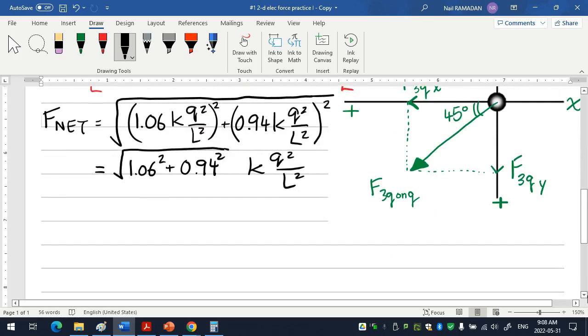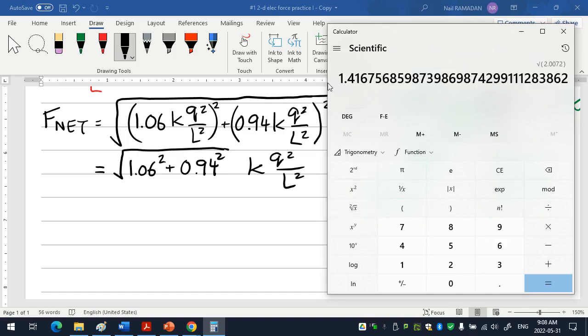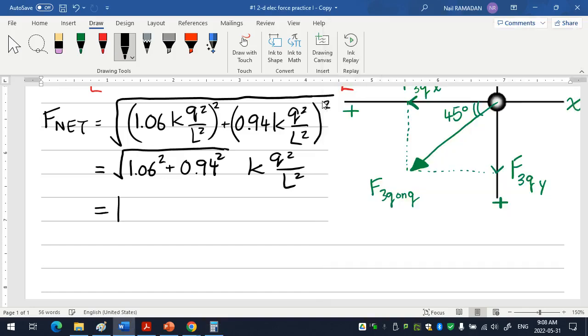What is that value? I don't know. 1.06 squared plus 0.94 squared equals, and then don't forget to square root the addition. 1.42. That's it. That's it for the magnitude.